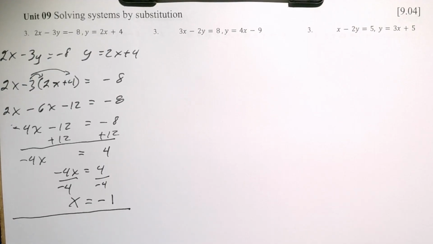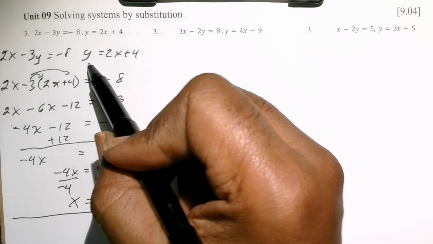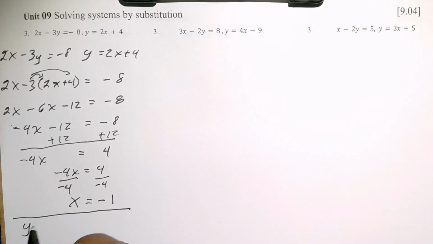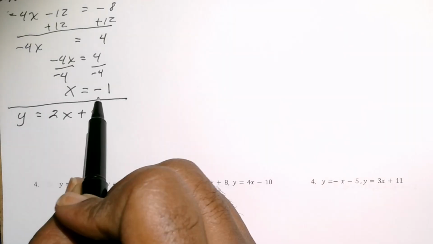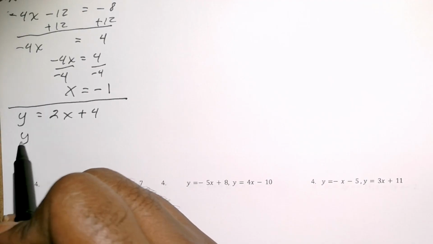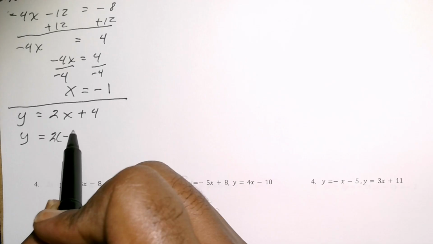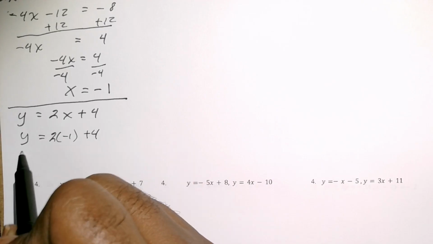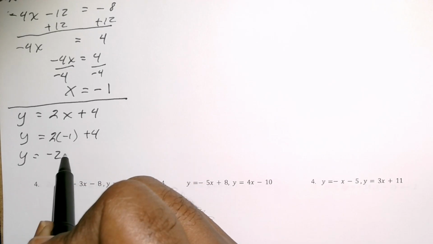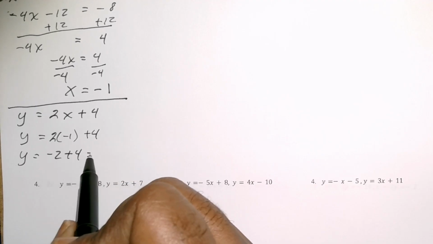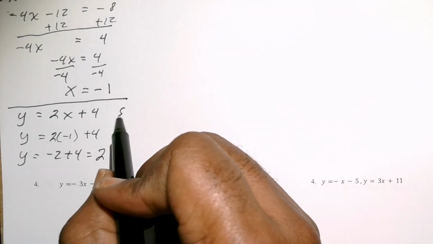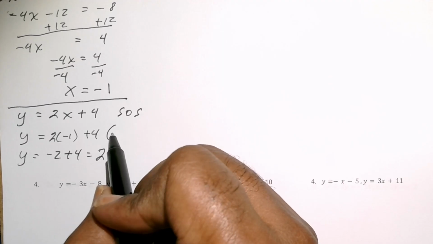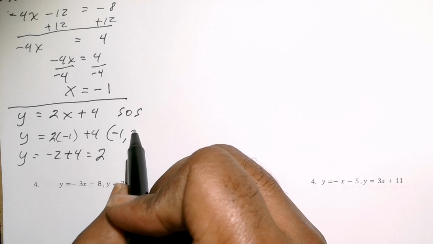Okay, let's go back up here and get our y equals 2x plus 4. And we're going to make a substitution here. The x is going to become a negative 1. So this will become y equals 2 parentheses negative 1 plus 4. And so y will equal negative 2 plus 4. When you combine a negative 2 and a plus 4, you get a 2. So the solution of our system is x is negative 1 and y is 2.